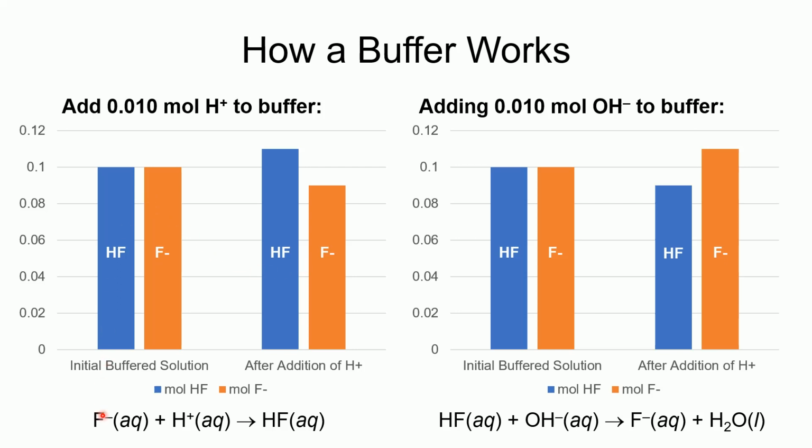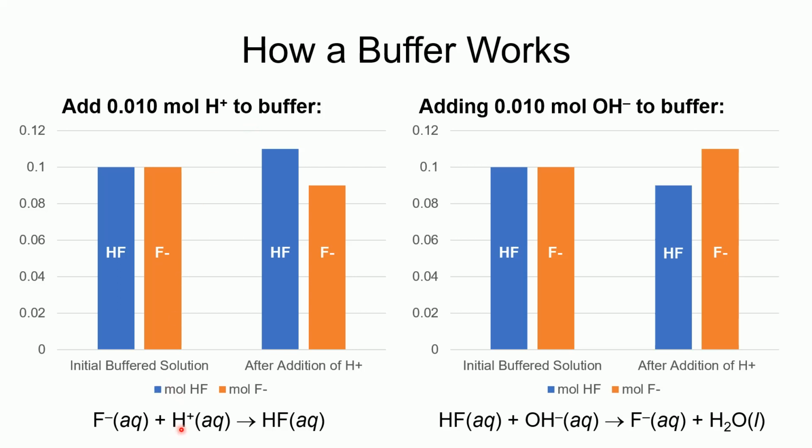So here is an example. If we have a solution that has 0.100 moles of HF and 0.100 moles of fluoride ion, and we come along and add 0.010 moles of a strong acid. Now that strong acid could be something like hydrochloric acid or nitric acid or any number of acids. Hydrochloric would probably be the best choice just because there's fewer side reactions.